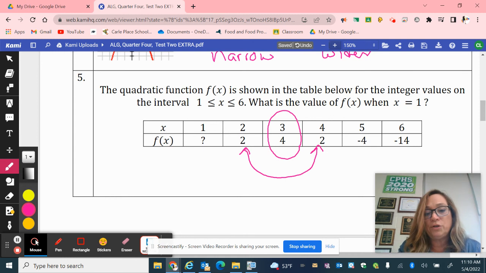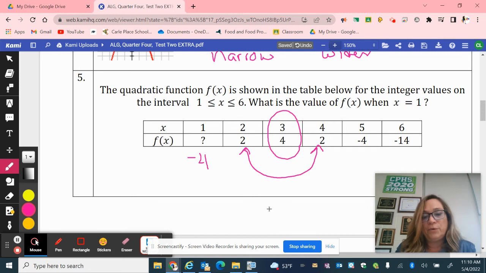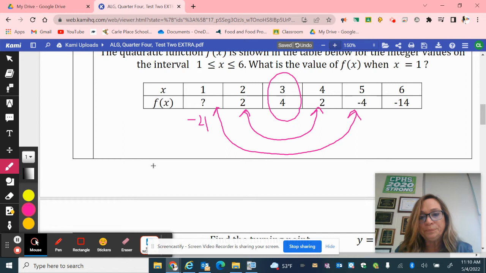So 1, 2, 4, 5. So this has to be -4, because they're kind of like partner pairs. All right, so like this one has symmetry with this one. Okay? Partner pairs, symmetry, however you want to think of it.